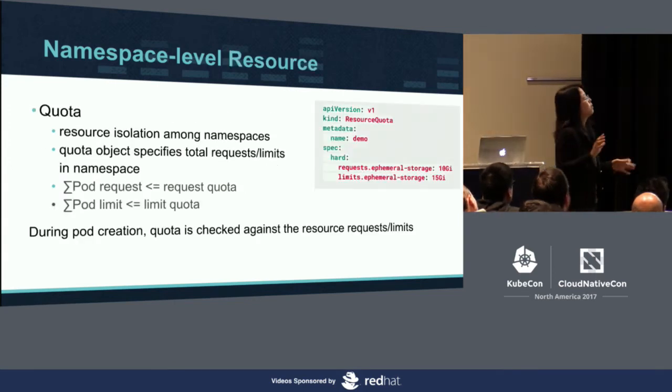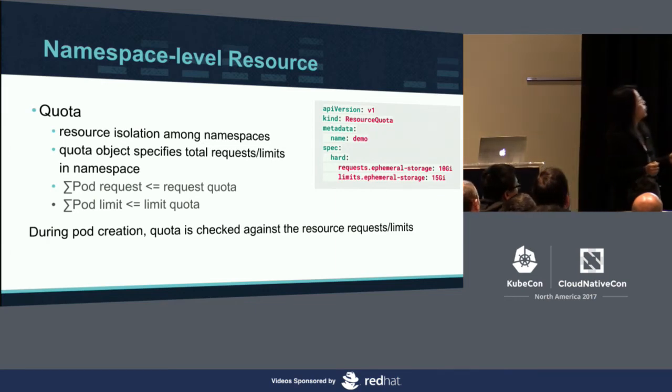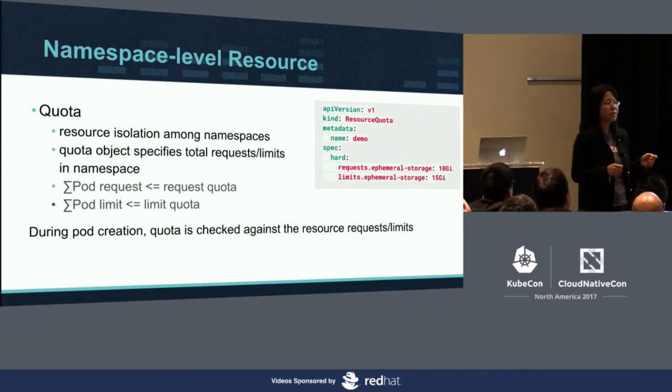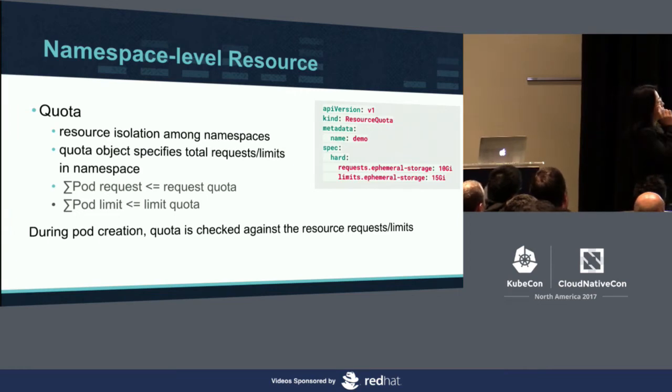And how do you specify resource requirements in a namespace? We have a quota object. In Kubernetes, you probably noticed, everything is an API object. If you create a resource quota API object in one specific namespace, you can specify in the spec how much it can request and how much the limit is. That is, how much the pods in this namespace can request, and how much limit you want to set for all the pods in this namespace.